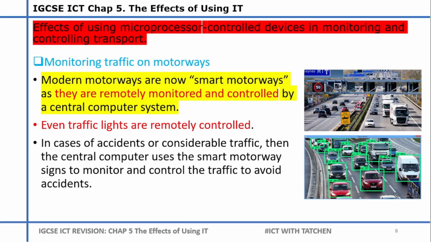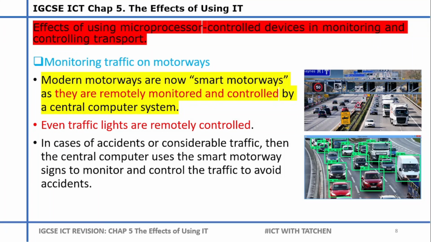Now, the next aspect we want to look at is microprocessor-controlled devices being used in monitoring and controlling transport. If you look at most of the transport networks in developed countries, you'll find that the roads have quite a number of road signs, cameras, and sophisticated digital systems which are able to do quite a lot. But this is not very common in underdeveloped countries. It's something to look at, though, because it's a technological advancement.